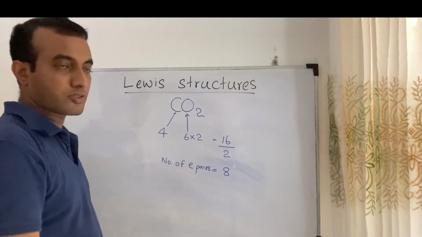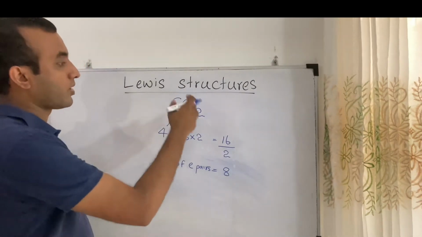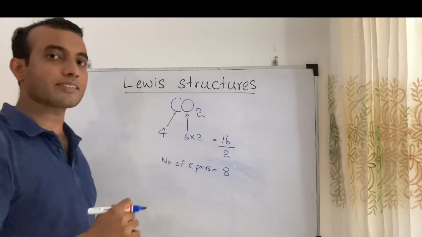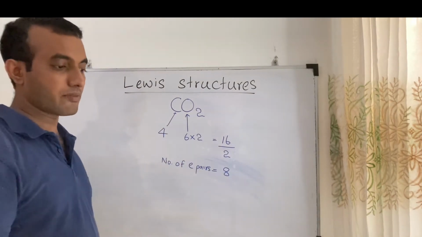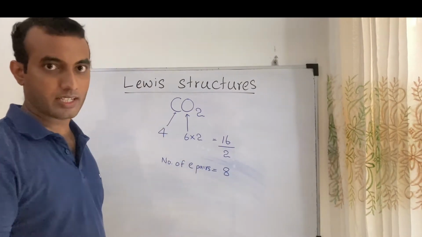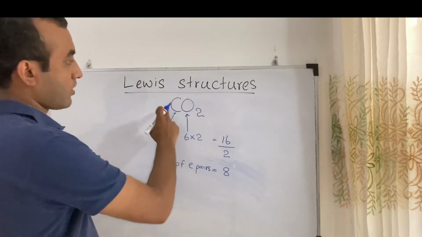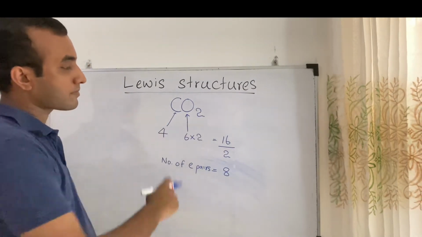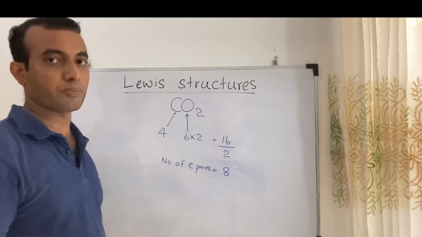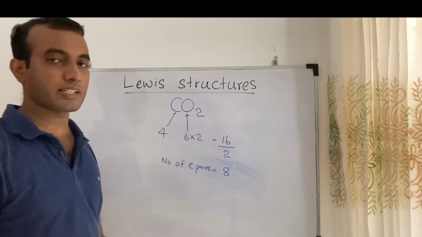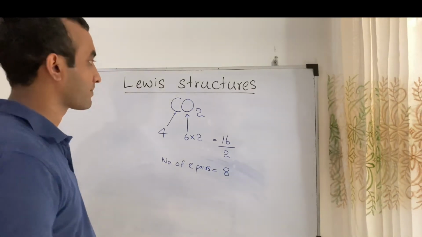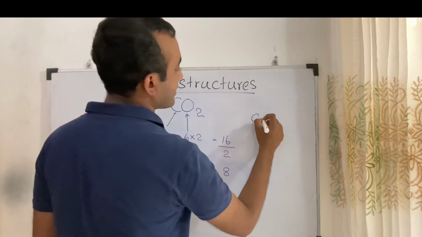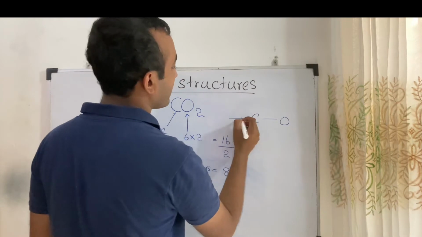The next step is to draw the skeleton of this molecule. When drawing the skeleton, what you should remember is the atom with the least electronegativity becomes the central atom. So as we all know, carbon has an electronegativity of 2.5 and oxygen has an electronegativity of 3.5 according to the Pauling scale. So then carbon will be the central atom and oxygen will be the terminal atoms.